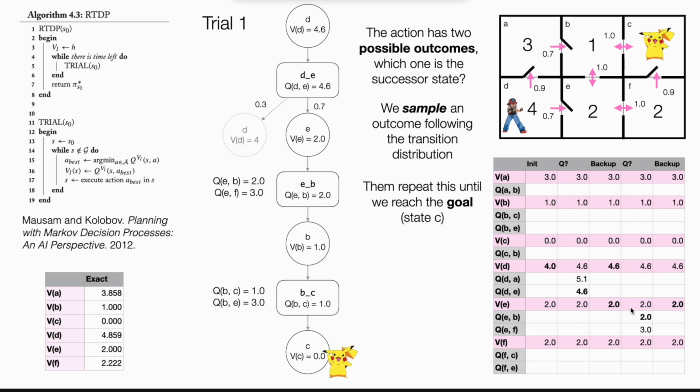So that's one trial. And if you look over at the algorithm over here, the way this works, and why it's called real-time dynamic programming, is that we keep doing this until we run out of time. So as long as we've got time to make a decision, we keep running trials.